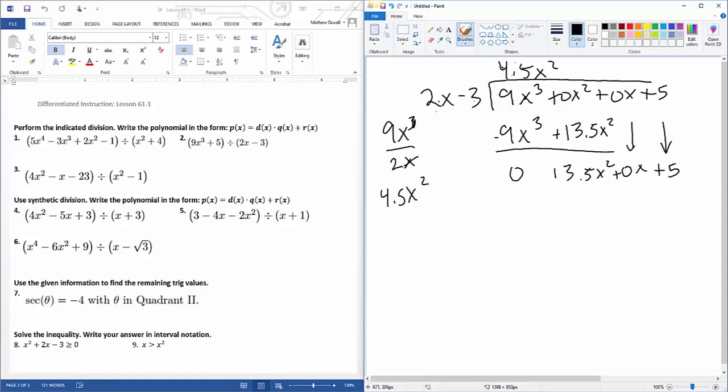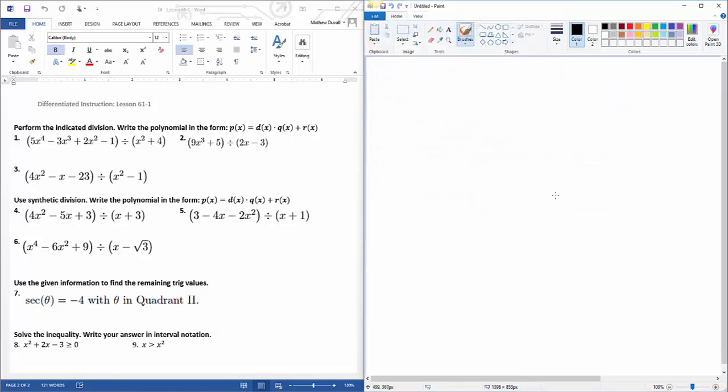And then 2x as it goes into 13.5, right? So you're just going to have to divide that out. So just know that you may have to use a calculator to do decimals on this. This was number 2.